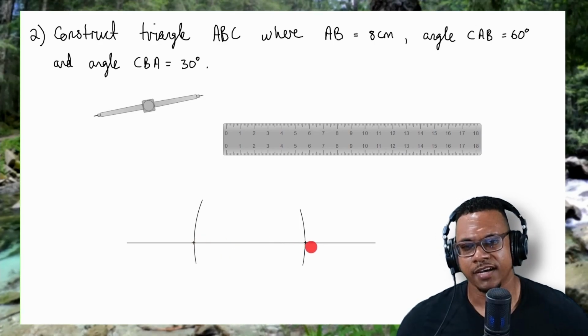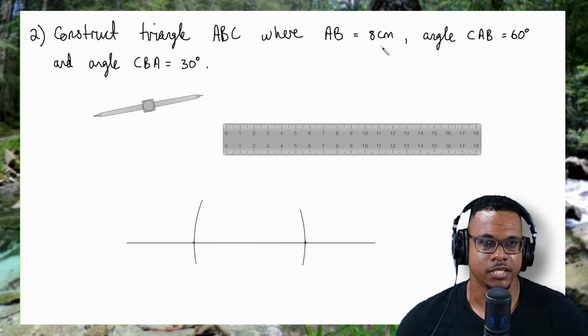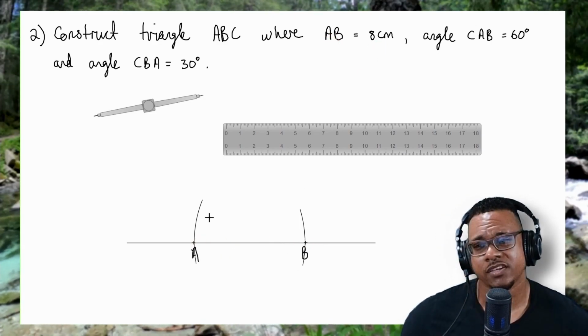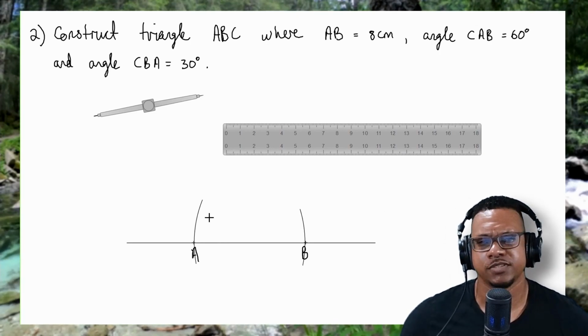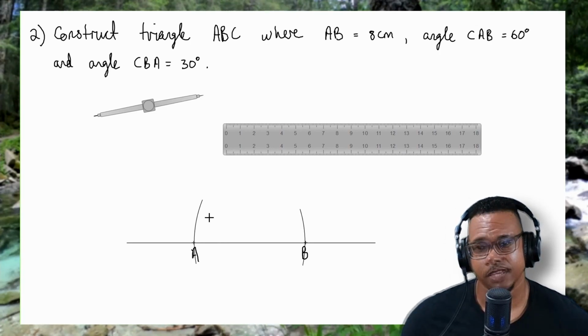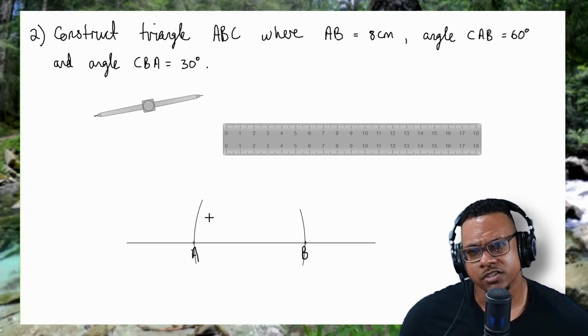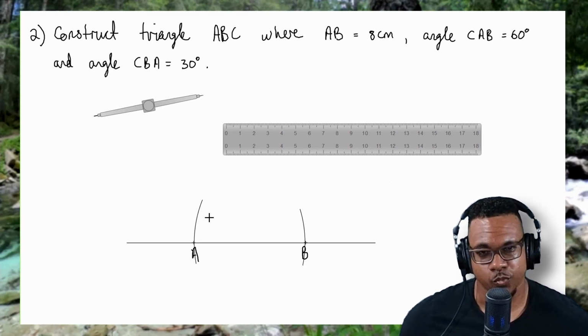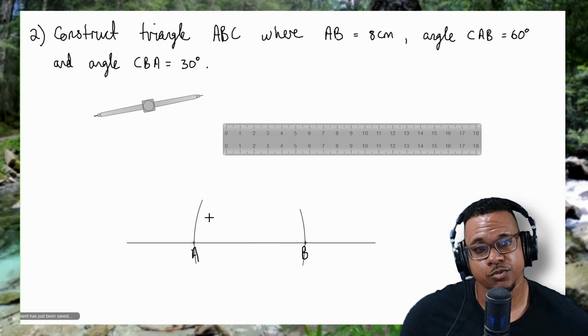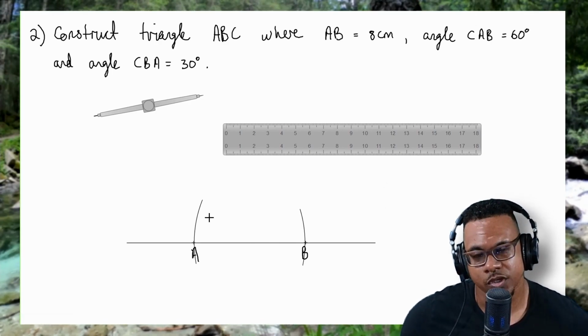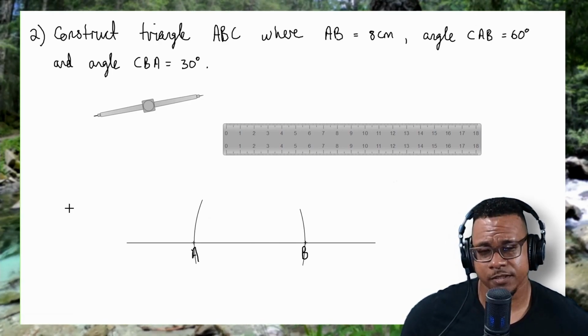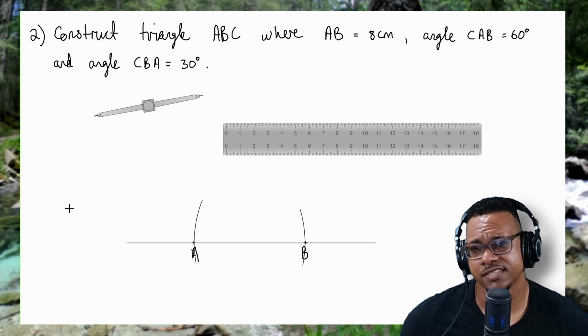So between these two arcs would be my line segment AB, 8 centimeters long. Now when constructing angles, you can open your compass out to any distance that you are comfortable with. If you open the compass out too much, it may not work well with the work area that you're working with. And if it's too small, it may be difficult to work with.